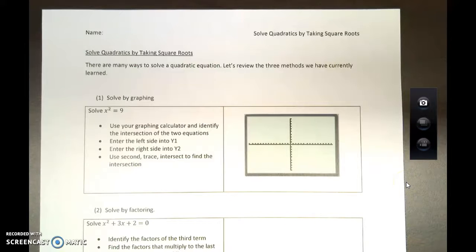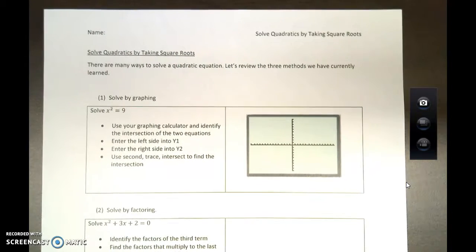So far this semester, we've learned a couple different ways to solve quadratic equations. One other method we're going to learn today is called solve quadratics by taking square roots. So we know many ways to solve quadratics, and we're going to review the three that we've already learned. The first method we learned when we started this unit was solve by graphing.